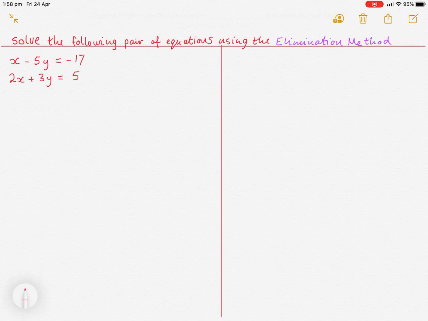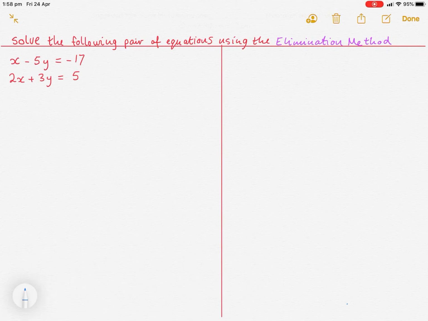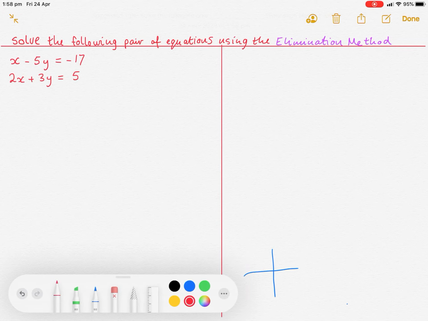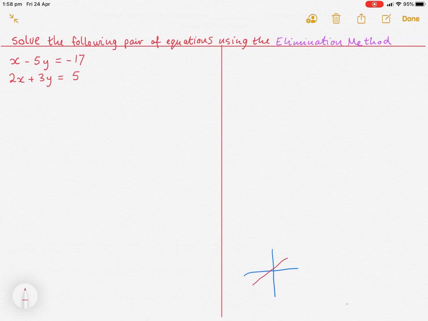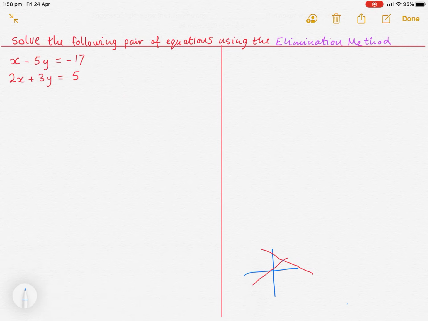Hi, so we're looking at the elimination method today. Just a quick recap, okay? We're looking at simultaneous equations, so two lines happening at the same time. One might go like that and one might go like this. Two lines that happen at the same time, and we're trying to find a solution when they equal one another, when they intersect.